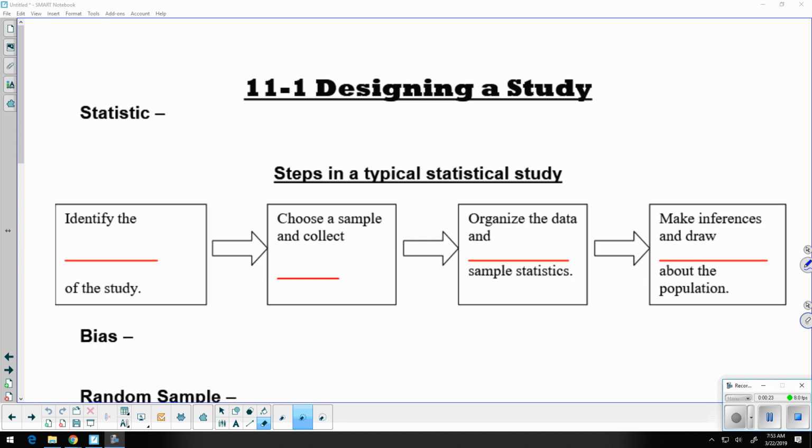Chapter 11, section 1 is titled Designing a Study, and this lesson's pretty wordy more than anything else. It's going through the steps of designing a study, knowing the difference between an experiment, an observational study, a survey, things of that nature.